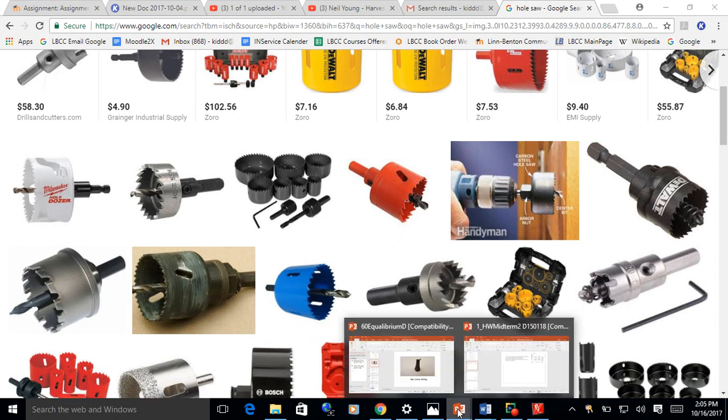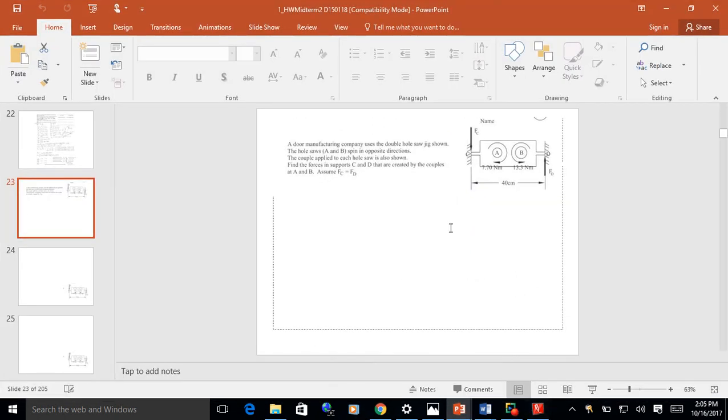So they'll generate a moment there, a couple. I've got the couples shown for the 2 hole saws A and B. And what I'd like to know is, if those couples are applied, what will these forces be at C and D? So that's what I'm looking for on that.